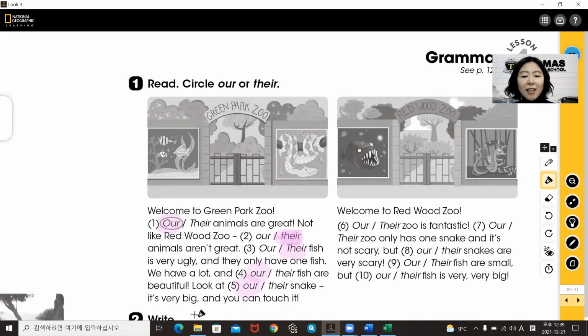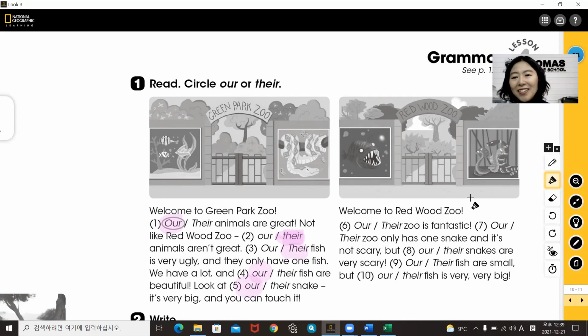Then it is very big and you can touch it. I think there's no poison, okay. Don't worry about it.